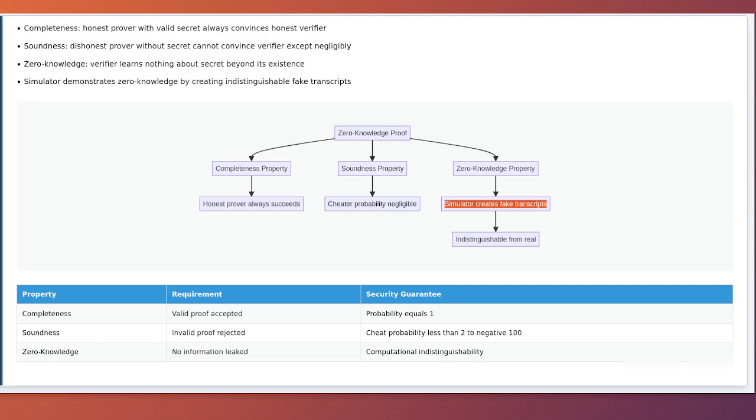Computational zero-knowledge means that no efficient algorithm can extract information from the protocol, but a computationally unbounded adversary theoretically could. Statistical zero-knowledge means that even with unlimited computational power, the adversary has only a negligible chance of extracting information. Perfect zero-knowledge means it's information theoretically impossible to extract anything, even with infinite computational power. Most practical systems, including the elliptic curve protocols we'll discuss, provide computational zero-knowledge, which is sufficient for real-world security.